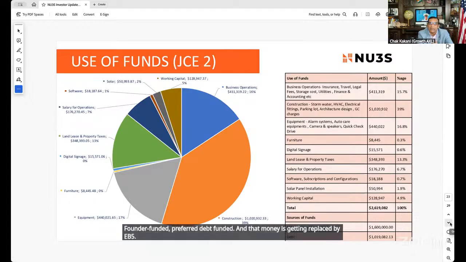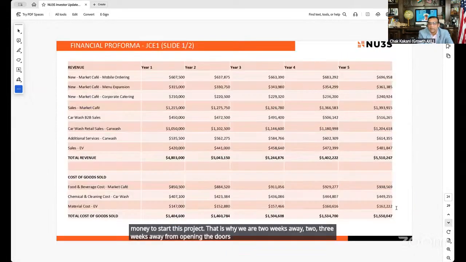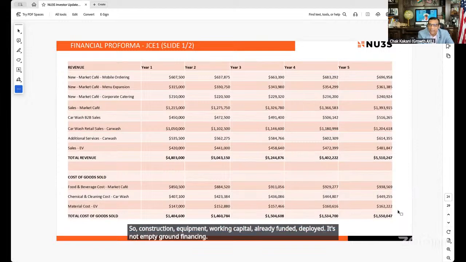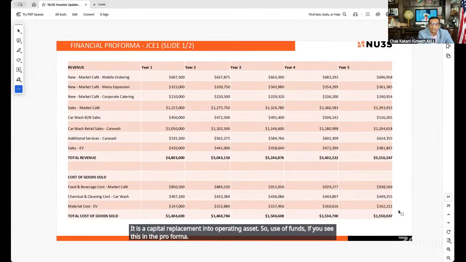That is why we don't have to wait for EB-5 money to start this project. That is why we are 3 weeks away from opening the doors in this business, right? So construction, equipment, working capital already funded and deployed. It's not empty ground financing. It is a capital replacement into an operating asset. So use of funds, if you see this in the pro forma, same philosophy.